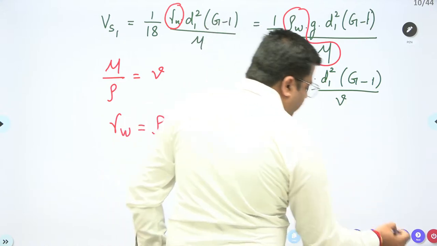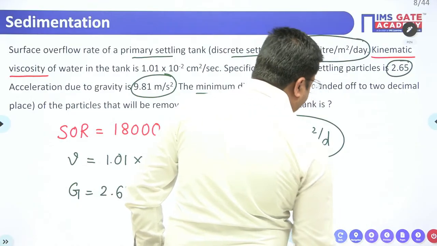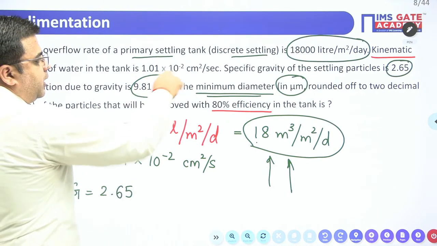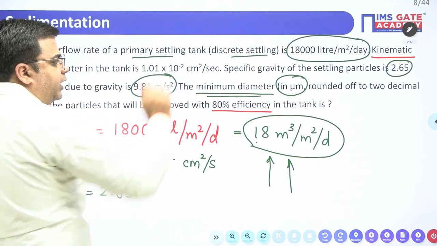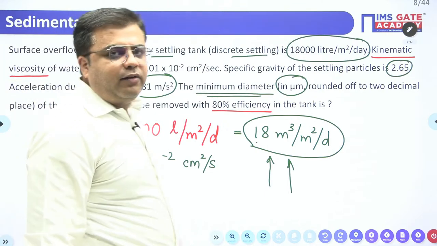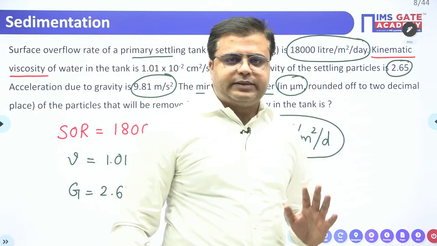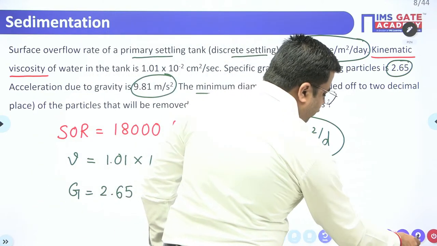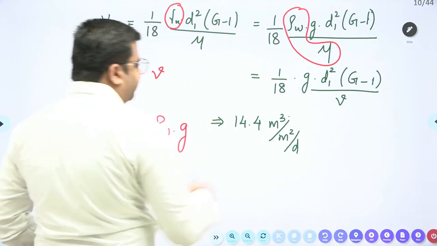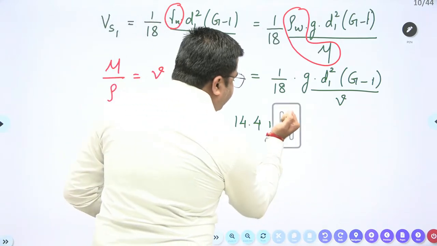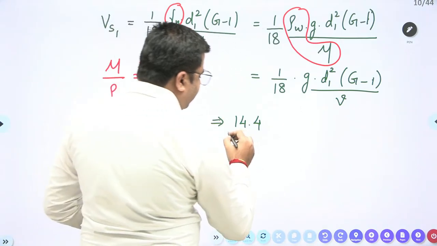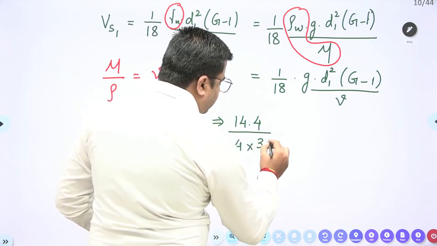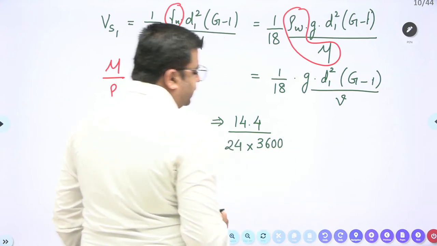And this new expression is 1.01 into 10 raised to power minus 2 centimeter square per second. Let me convert everything into meter per second. For converting this into meter per second, I'll just divide this by 24 into 3600. So this will be my meter per second.